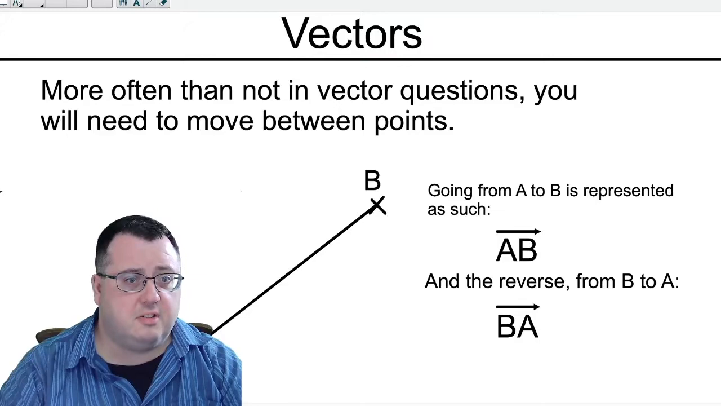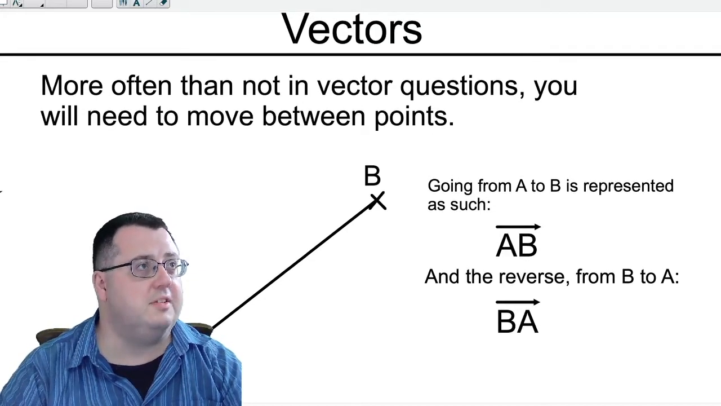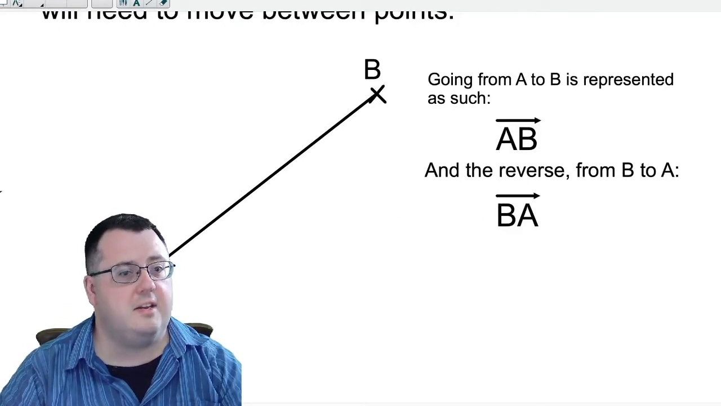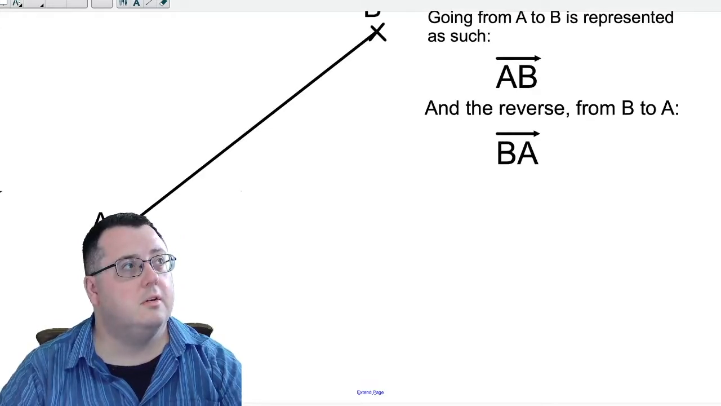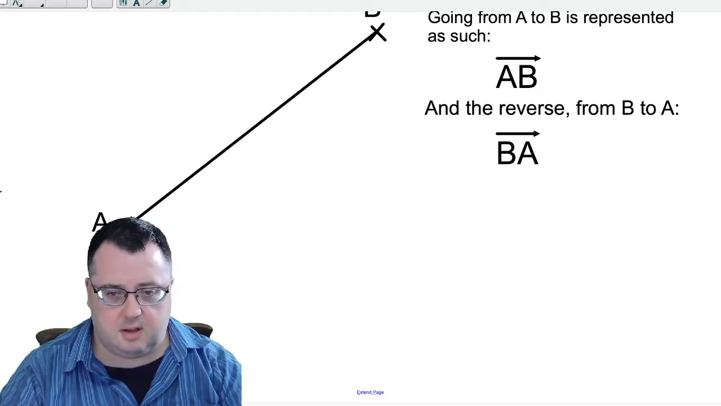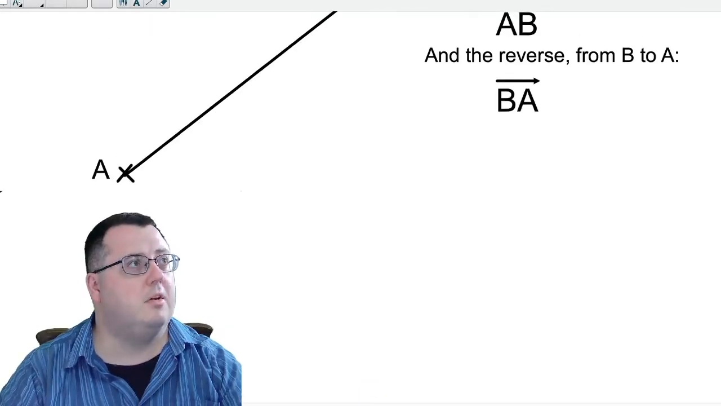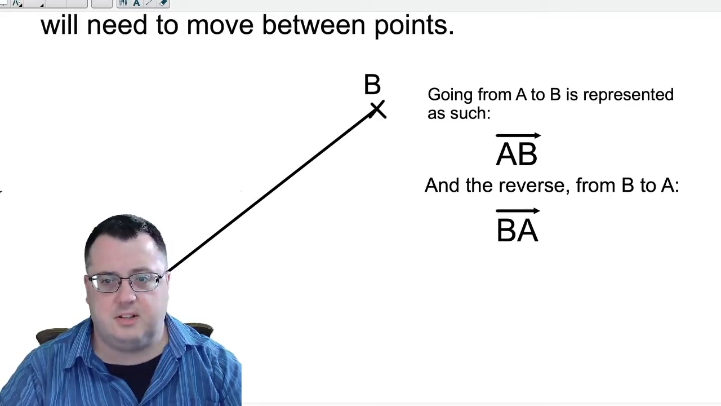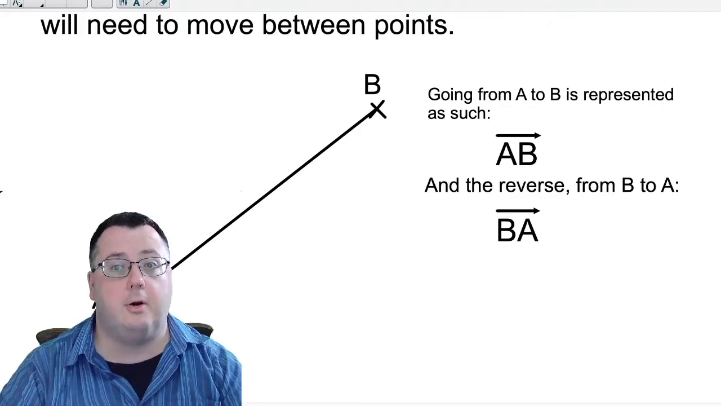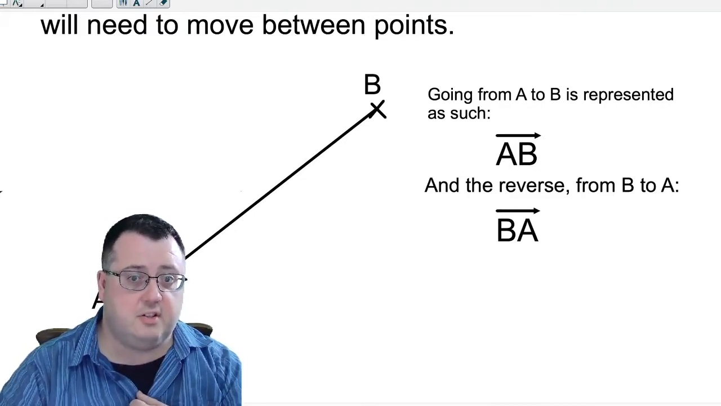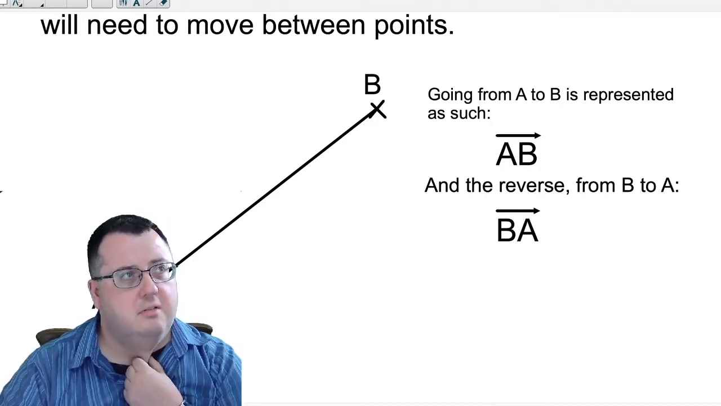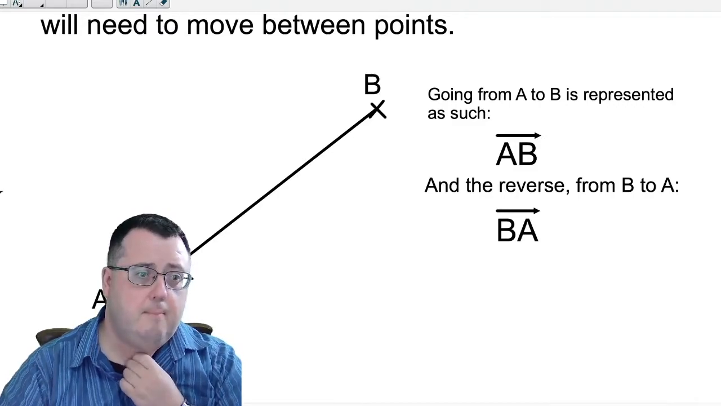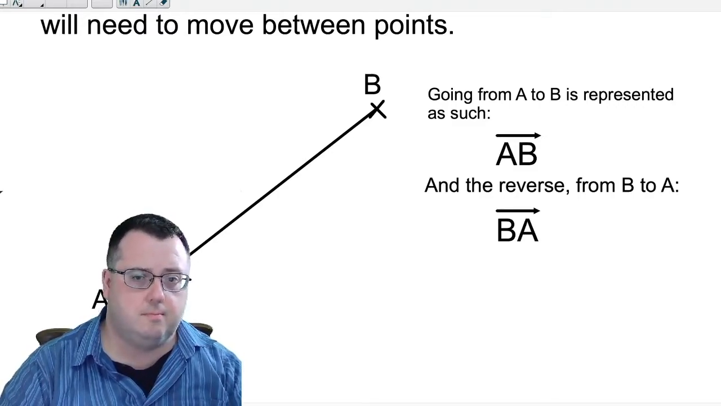So more often than not in vectors questions you'll need to be able to move between points. So I've got a line here and the line is AB. Can you see the line AB there? So going from A to B is represented with the two letters A, B with an arrow across the top. And the reverse, going from B to A, would be B to A in that direction with the arrow across like that. Is that okay?